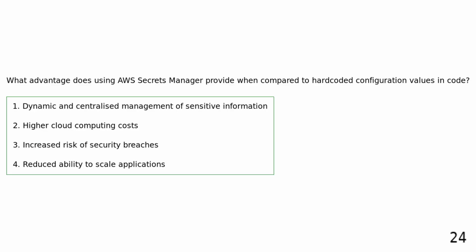What advantage does using AWS Secrets Manager provide when compared to hard-coded configuration values in code? Dynamic and centralized management of sensitive information. Higher cloud computing costs. Increased risk of security breaches. Reduced ability to scale applications.